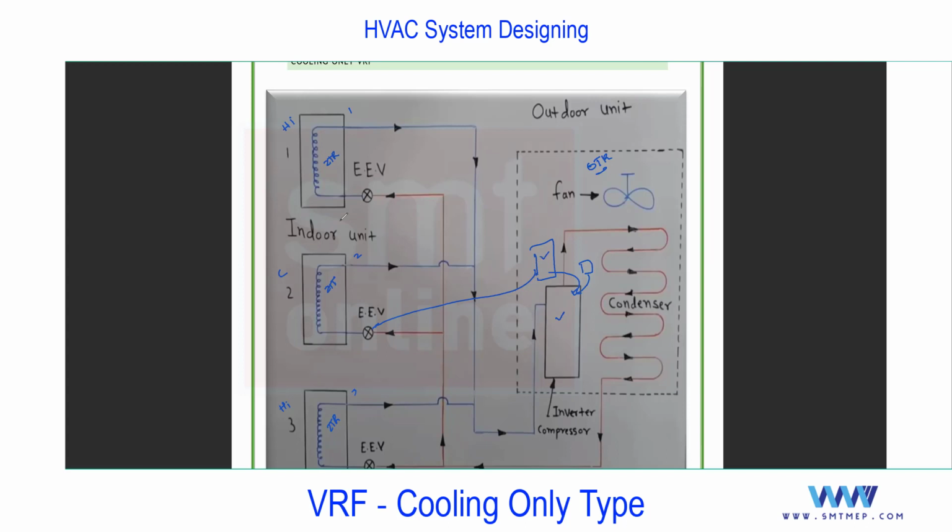So what will happen? For example, all these 3 rooms' machines are on. So the compressor will run at full load and supply the refrigerant to all these indoor units. And all these electronic expansion valves are fully open. After say 15 minutes or half an hour, room 1 attains the temperature.